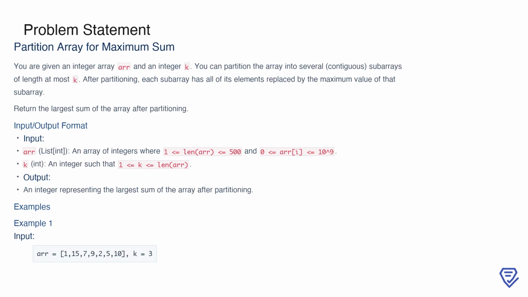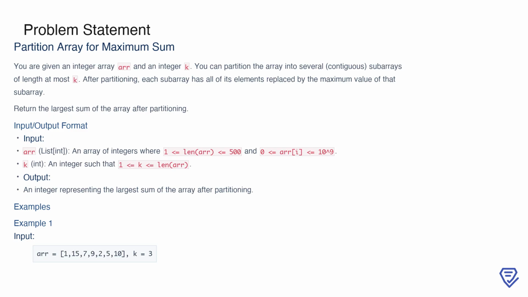For the input format, we are given two parameters, ARR, which is a list of integers with a length between 1 and 500, where each element is non-negative and can go up to 1 billion, and k, which is an integer between 1 and the length of the array. The output is a single integer representing the largest sum of the modified array after partitioning.